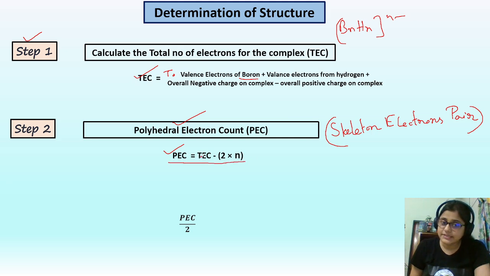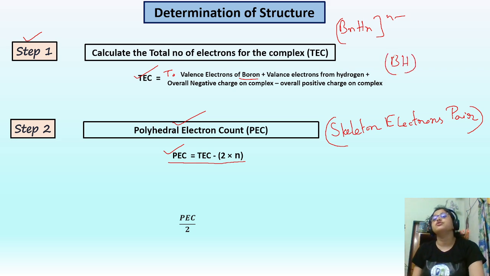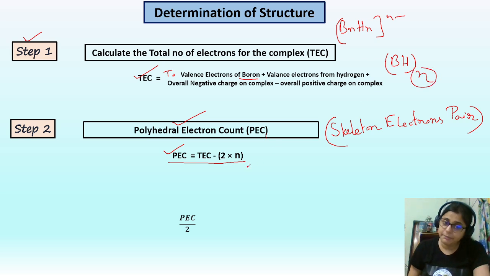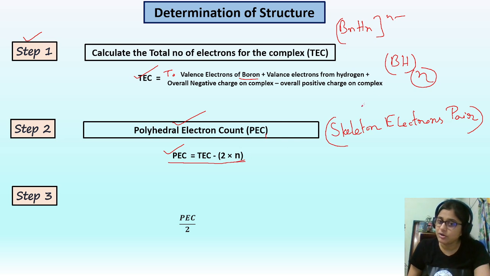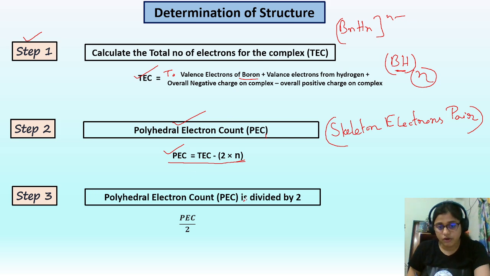So PEC minus 2 into N, N means the BNHN units. So BH units, number of BH units. When we take the common BH, okay, how many BH units are there? Okay, this will be called the N. Okay, fine. Now, or we can say how many B, because B is masked here. B should be inside the bracket. Step 3 is the polyhedral electron count will be divided by 2. Okay, PEC by 2, right?